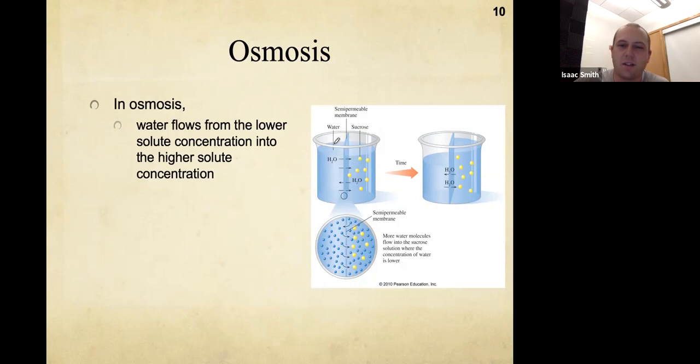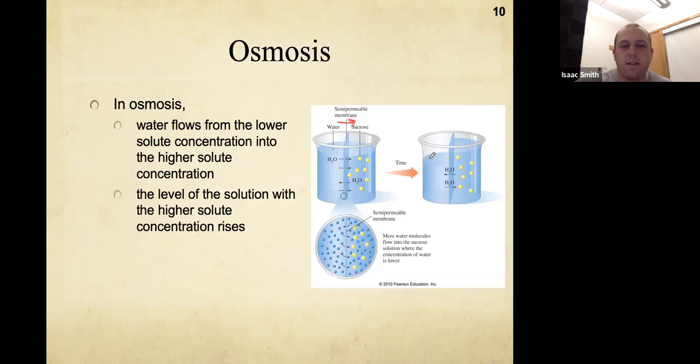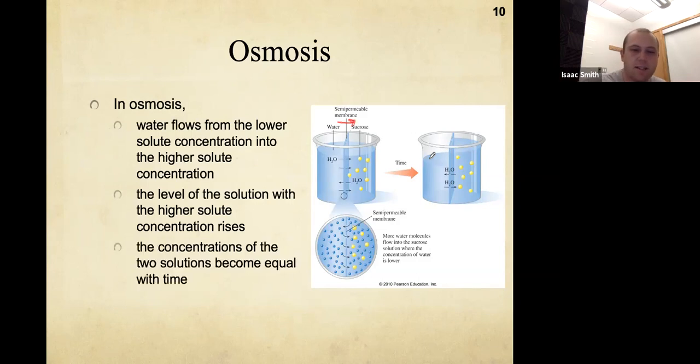So this is the lower concentration, obviously. There's not even solute, so water is going to be moving net. The net movement of water is towards the right side. So you can see how the level of water goes up versus the left side. And that driving force is the concentration. The water is trying to create an equilibrium of concentration, okay? Yeah, so the level of solution with the higher solute concentration rises, and the two concentrations become equal with time, right? That's the goal.